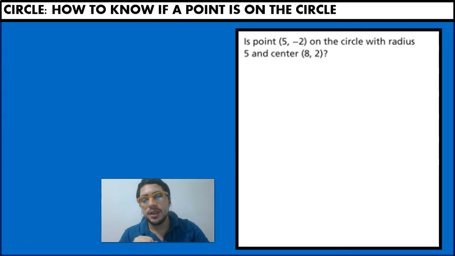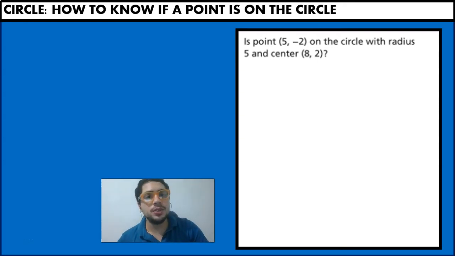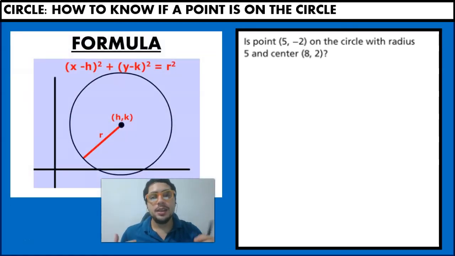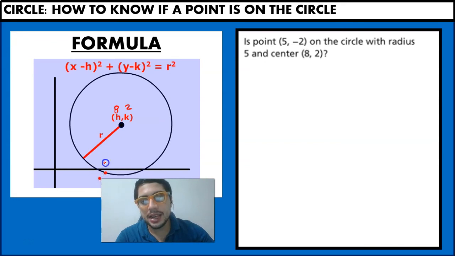In today's problem, we're going to see: is the point 5, minus 2 on the circle with radius 5 and center 8 comma 2? Again guys, we have to remember that we're going to have a center, and in this case they're telling us that the center has coordinates 8 comma 2. They're asking us if the point 5 comma minus 2 is inside, outside, or on the circumference, and they are telling us also that the radius is 5.